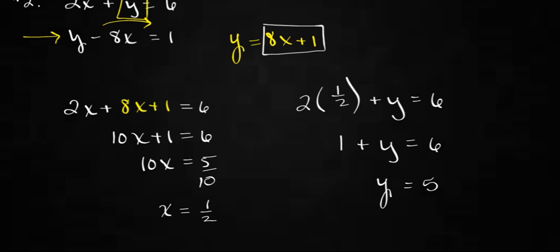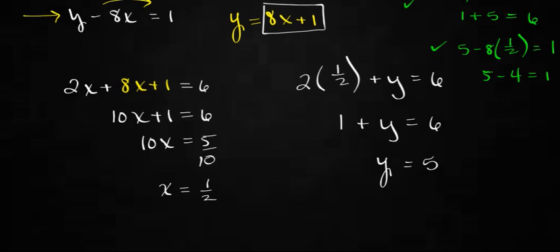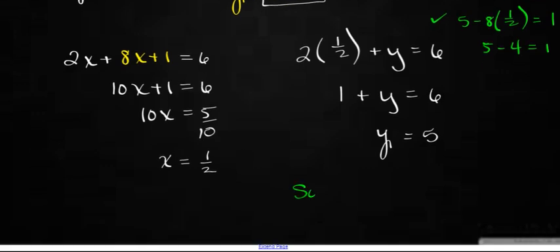And when we go ahead and check our solutions, in the first equation we end up with 2 times 1/2 plus 5 is supposed to equal 6. Well, half of 2 is 1, so 1 plus 5 equals 6 is a true statement. That one works. For the next equation, we have 5 minus 8 times 1/2, which is supposed to equal 1. Well, half of 8 is 4, so if I take 5 minus 4, that does indeed equal 1, so they both check out. So that means the solution of x equals 1/2 and y equals 5 works just fine.